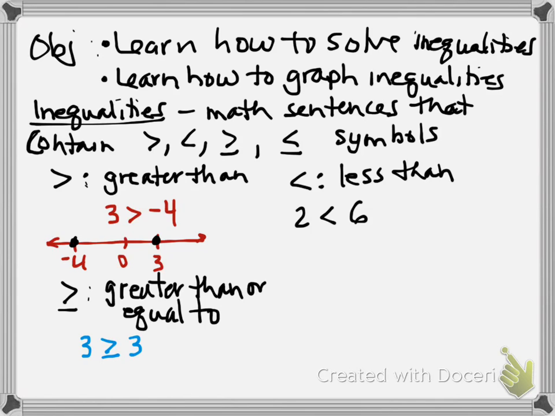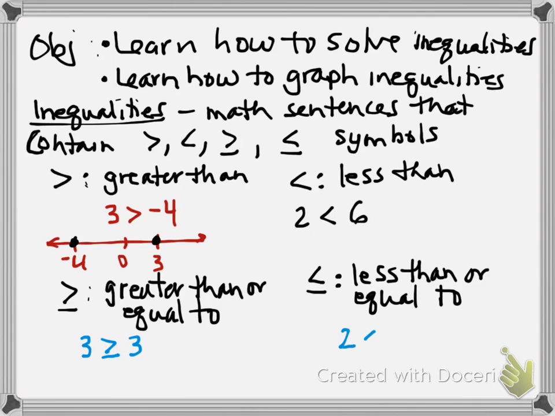And then we have its cousin, which is less than or equal to. So again, we could have 2 is less than or equal to 2. We could also have 2 is less than or equal to 6, which would still be true. As long as whatever's in front of the point is smaller than what's after the big open side, then you're good.